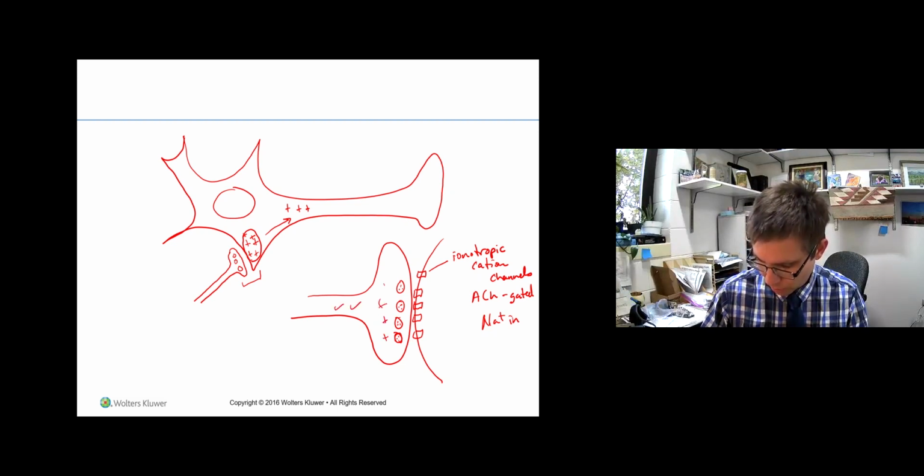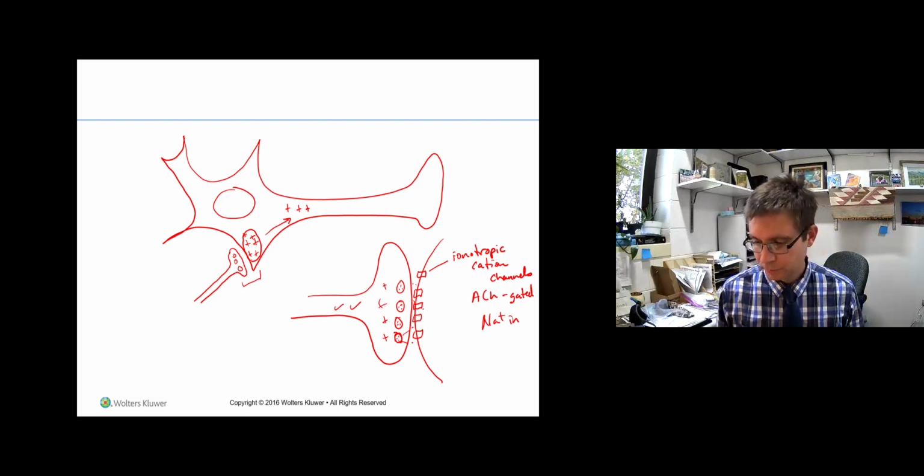in the axon terminal here, calcium will come in. It will cause these vesicles to fuse with the membrane, and they'll release their contents into the synaptic cleft. So what can cause more depolarization inside this postsynaptic membrane?